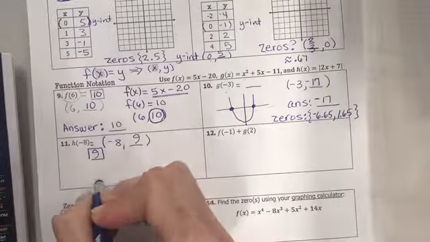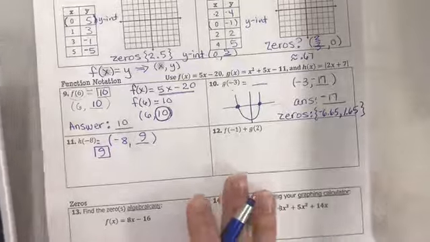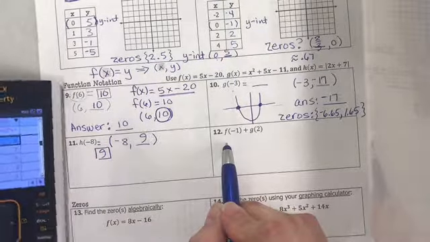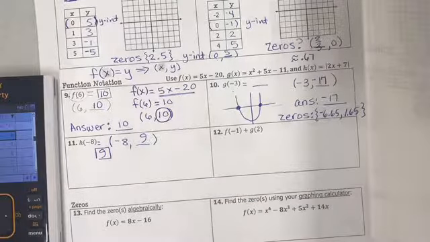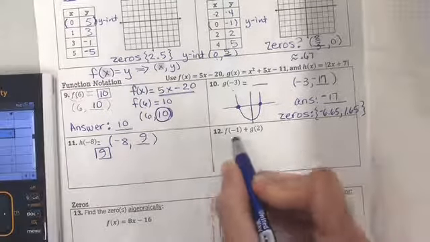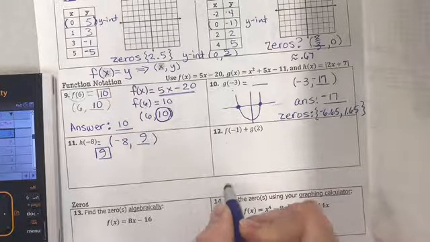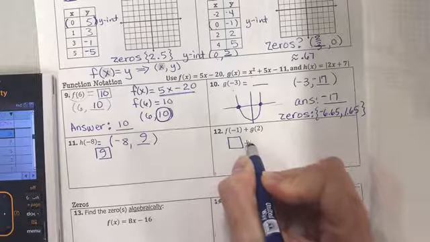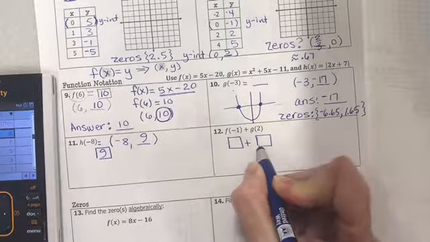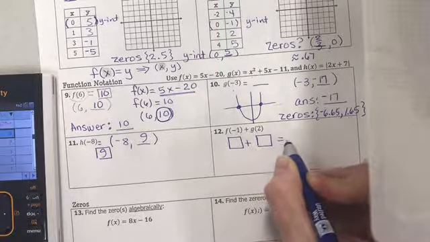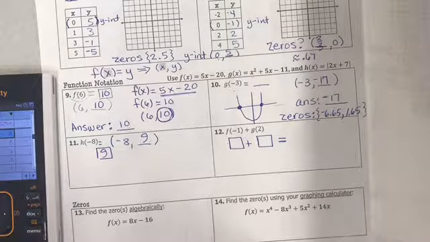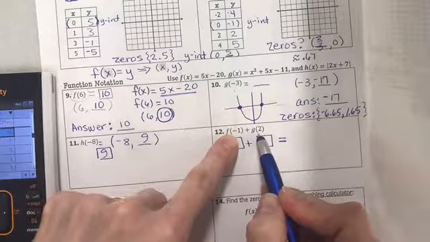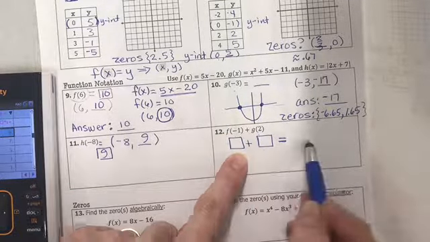So my answer's 9. Okay, so I say all that because you should be able to do any type of arithmetic problem that has this, okay? So this simply means find out what this value is, plus find out what this value is, and then just add them together, and you'll have your answer. So we're going to have to go to two graphs, get their information, put them here, add those numbers together.